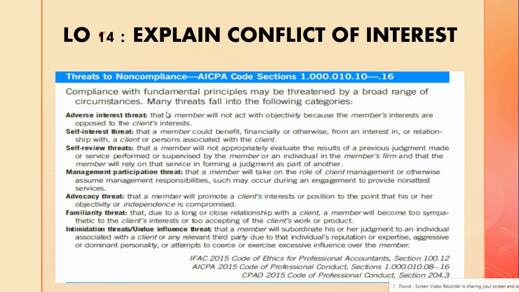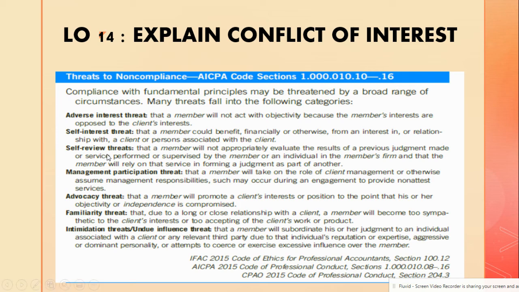Okay. So self-interest, a member could benefit financially or otherwise from an interest or relationship with a client or person associated with the client. Self-interest means you have a financial or non-financial interest in the company, as I said earlier. You own shares in the company, for example.